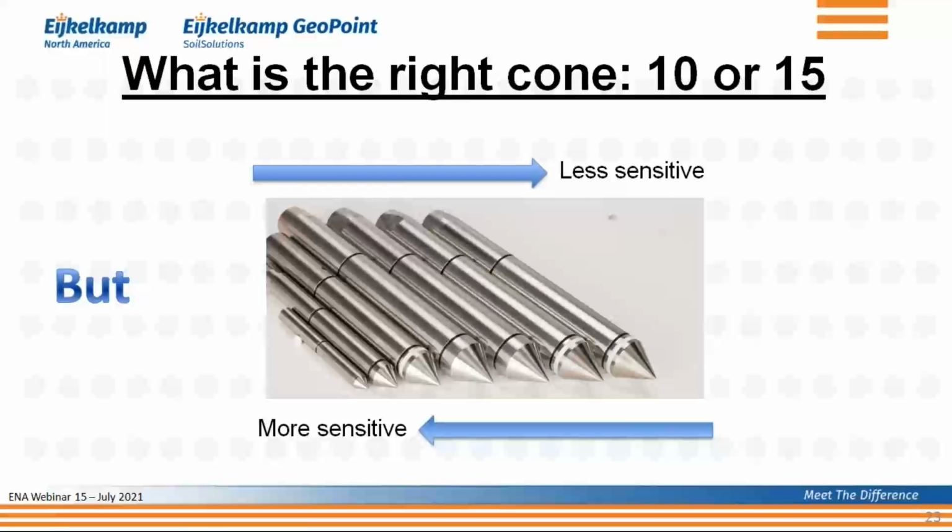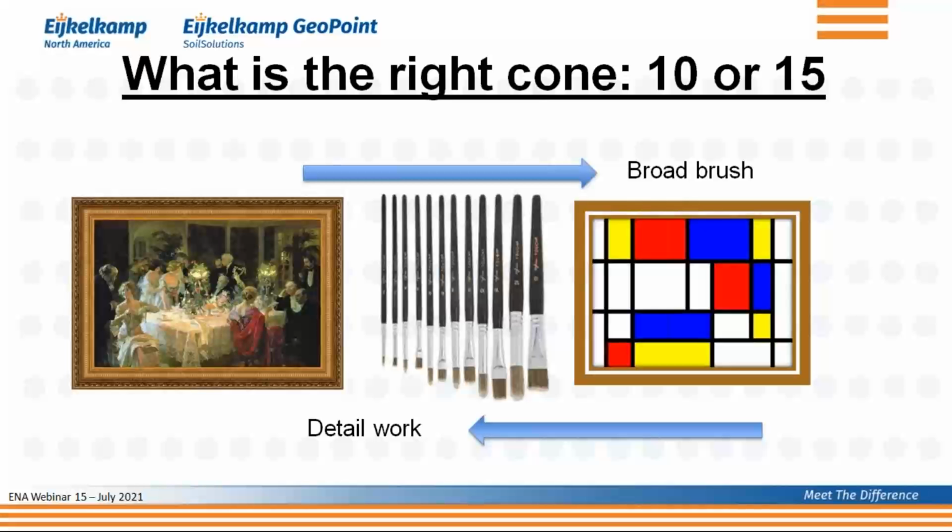However, as you are increasing your cone diameter, you get less sensitive when it comes to the measurements. Smaller diameter is more sensitive. In a way, you need to look at it kind of like a pencil. If you want to do detail work, you go to a smaller diameter pencil to make something like painting on the left-hand side. If you want to do something with a broad brush, something this way you can see on the right-hand side, you can use a broader brush, a bigger brush.